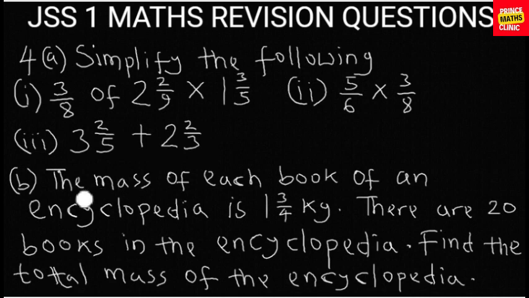Then the big question says the mass of each book of an encyclopedia is 1 whole number 3 over 4 kilogram. There are 20 books in the encyclopedia. Find the total mass of the encyclopedia. So let's look at this question in the next slide.